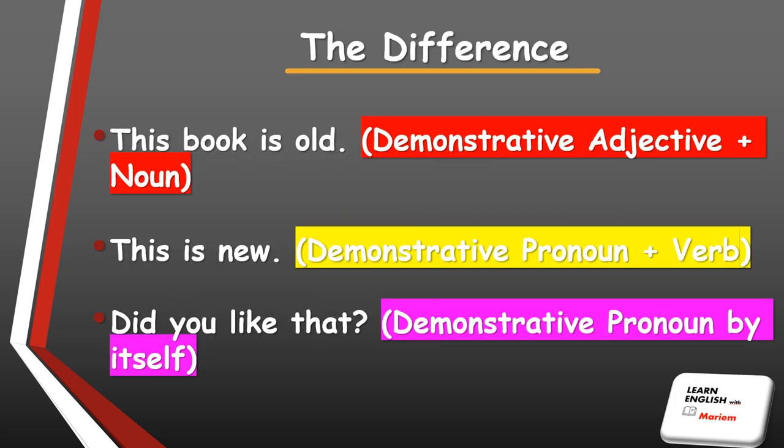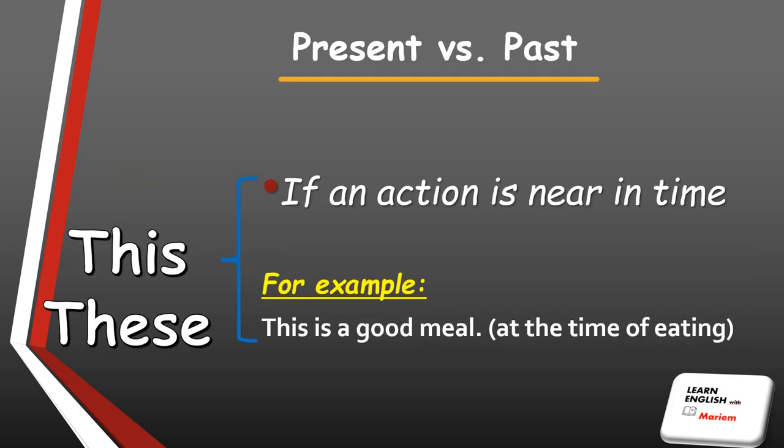Here we have some examples. This book is old. This is a demonstrative adjective plus noun. This book. This is new. This is a demonstrative pronoun followed by a verb. This is. Did you like that? This is a demonstrative pronoun by itself. Did you like that? The final point is, what can I use if I'm talking about the present? And what can I use if I talk about the past?